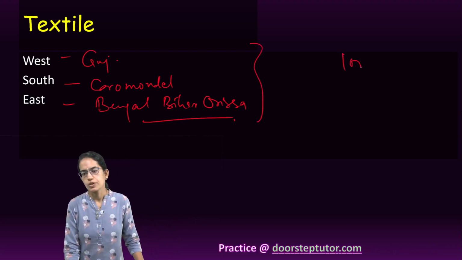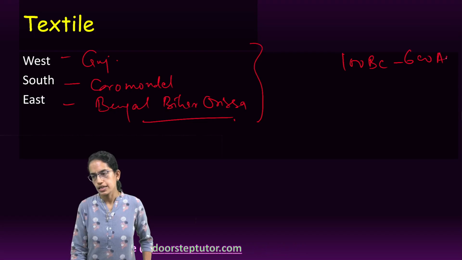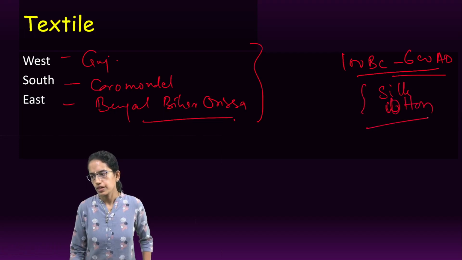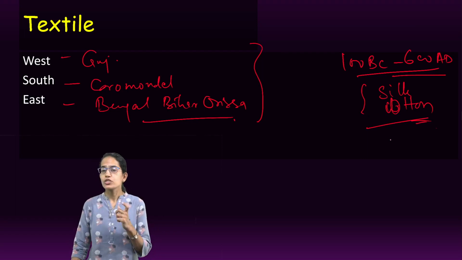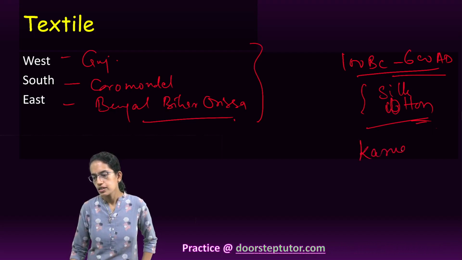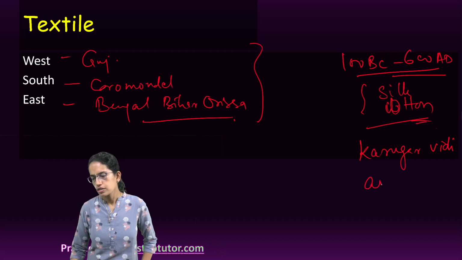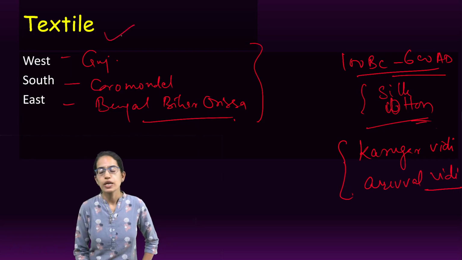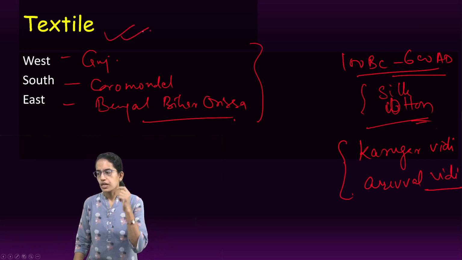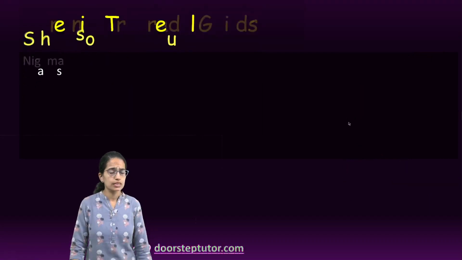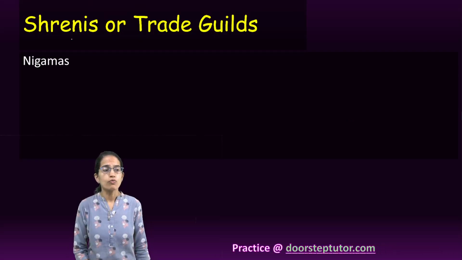Now Sangam literature, between 100 BC and 600 AD, talks about the weaving of silk as well as the threading of cotton. So silk and cotton were two important fabrics that were established, and there was a section of society which worked on streets, and they were called Karugar Vidhi or Aruval Vidhi. These were the people who were engaged in textile manufacturing, weaving and creating cloth either of silk or of cotton. The next important system that existed was the trade guilds, what were called Shrenis.